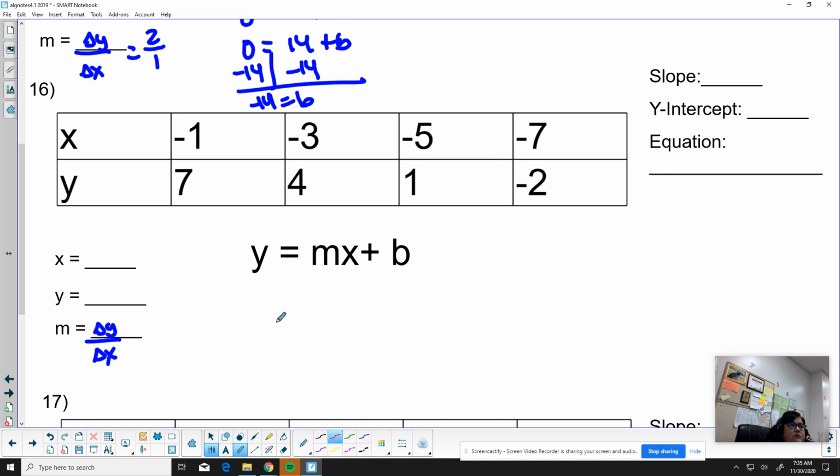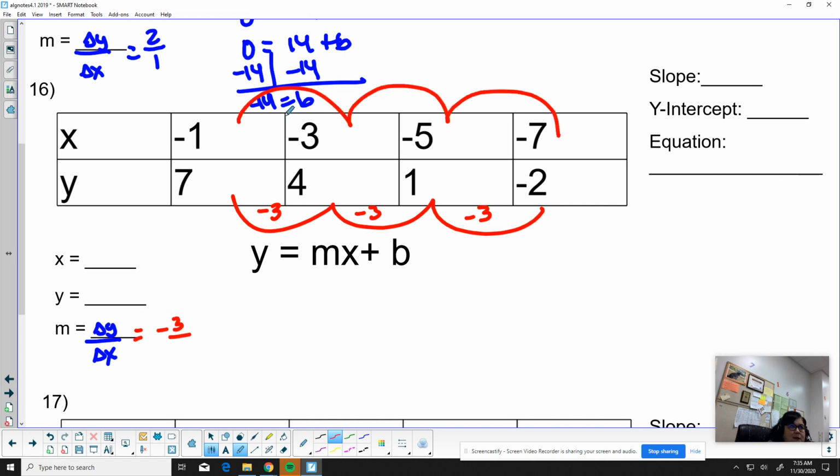All right, so if I do change in y here, it looks like I'm subtracting 3 each time. So top number is -3. And up here, looks like I'm subtracting 2. Yeah, it's going down by 2. So my slope then is 3/2. So I'll just choose the first one because they all have negatives in them. So x is -1 and y is 7.